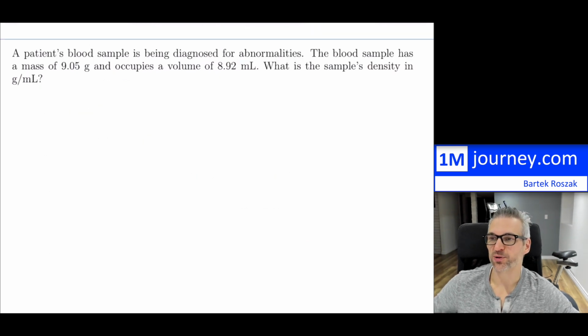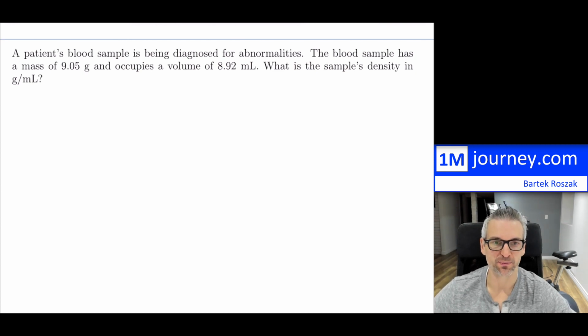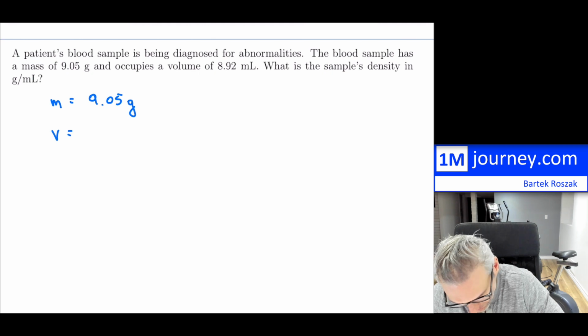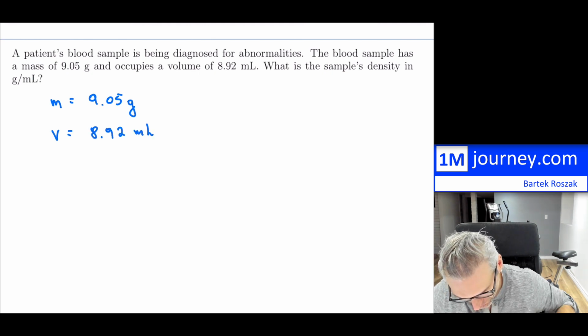Here's another example. A patient's blood sample is being diagnosed for abnormalities. The blood sample has a mass of 9.05 grams and occupies a volume of 8.92 milliliters. What is the sample's density in grams per milliliter? Another rather simple one. So we have mass, 9.05 grams, and volume, which is 8.92 milliliters.